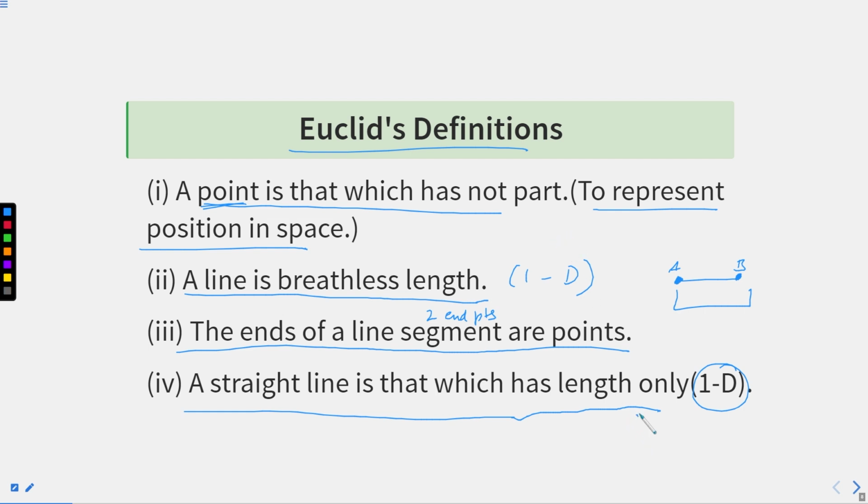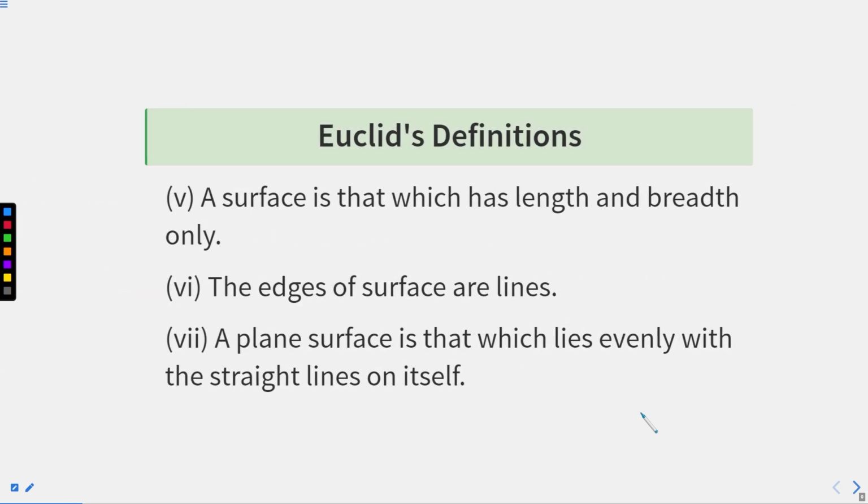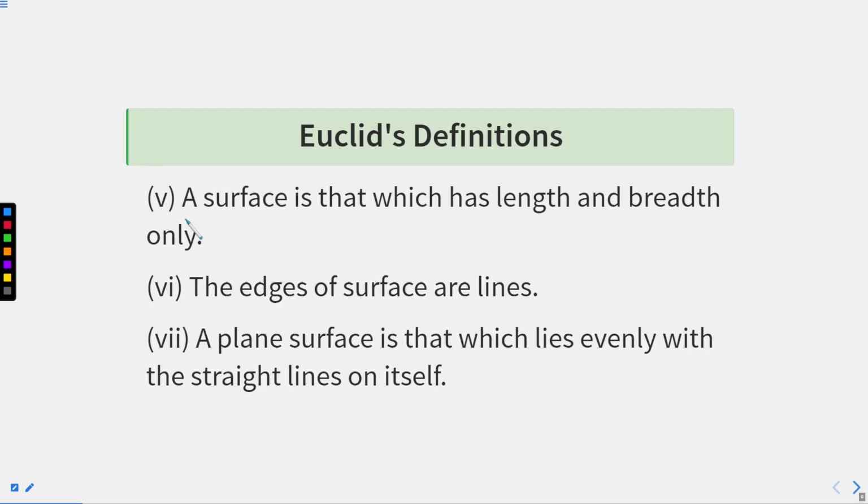Let's move on. A surface is that which has length and width. As I already told you, a plane is also a surface because it has both length and breadth. But it doesn't have any edges. Edges means it doesn't have any borders or end lines. It keeps going. As long as you keep walking, it will keep extending.